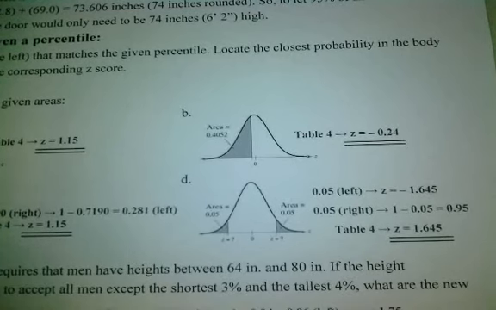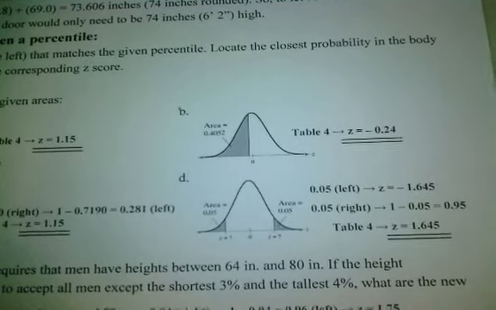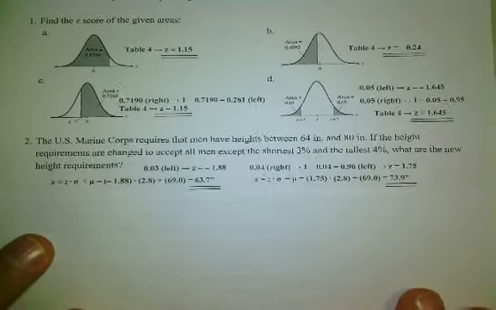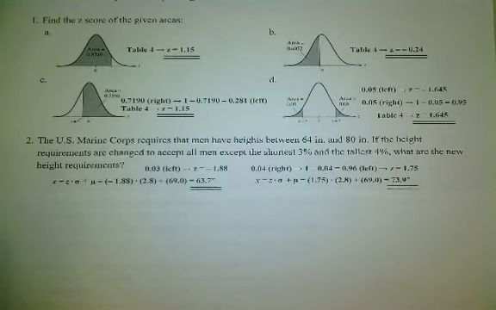Alright, now we're back to our Marine Corps example again, but this time, let me go ahead and put it up a little bit so we can see the whole problem. This time, instead of having the heights of 64 and 80, suppose we wanted to change that so only men that were in the shortest 3% of the distribution or the tallest 4% of the distribution. And obviously you could make the numbers anything you wanted. I just picked two different ones so that they weren't symmetrical in that way. What would the new height requirements be?